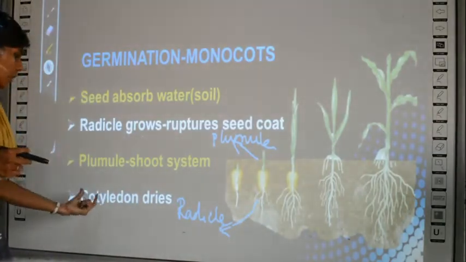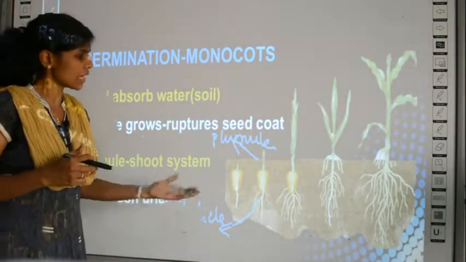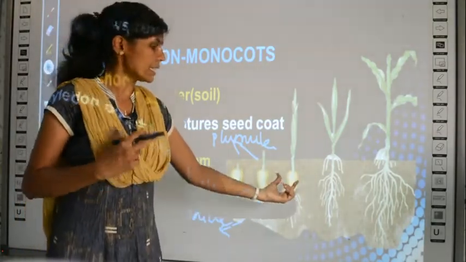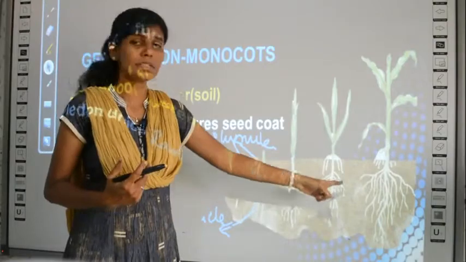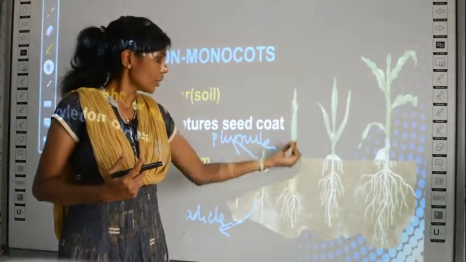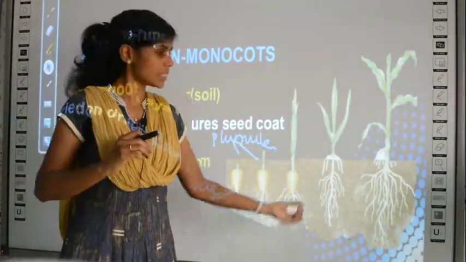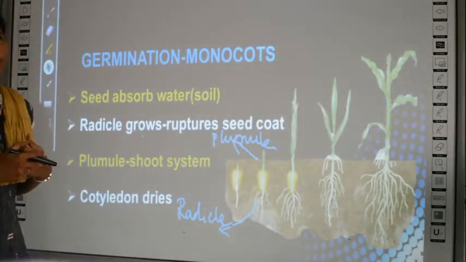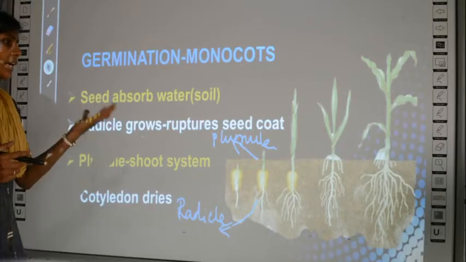And what happened to the cotyledon? By the time the root system and shoot system develop properly, the cotyledon dries. See here, the cotyledon is missing. Why? Because when the plant has grown to some extent, the cotyledon dries off in the case of monocot plants. Clear?